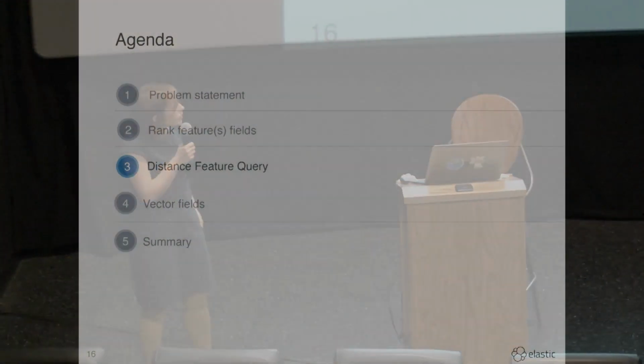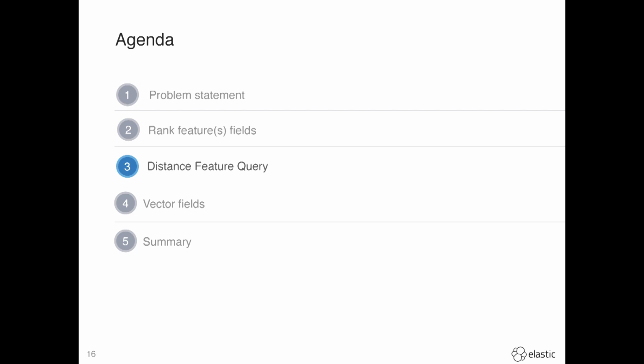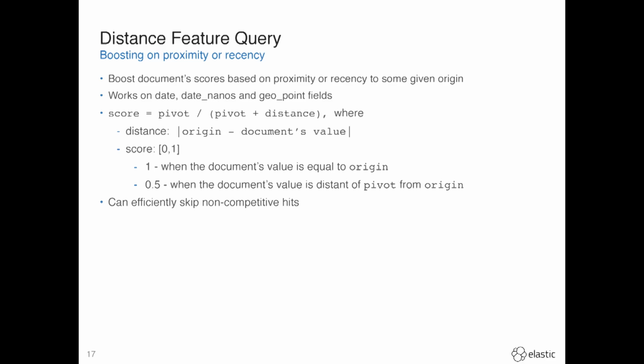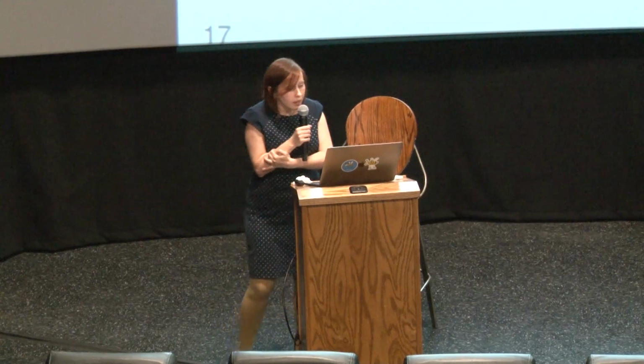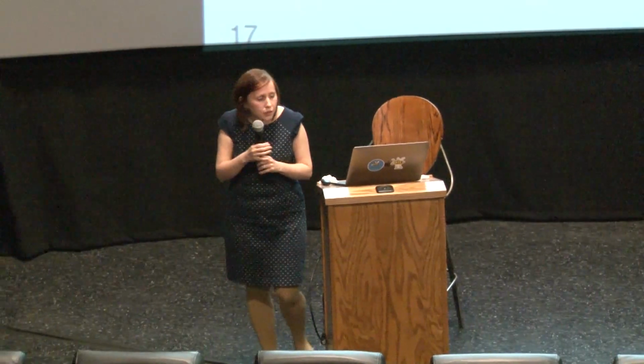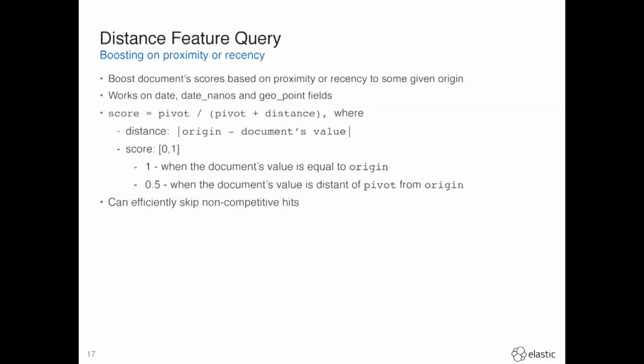Okay, this was about rank feature, and another new feature I would like to introduce is called the distance feature query. This will help us with proximity or recency boosting. We often need to boost document score based on proximity or recency to some given origin. And in Elasticsearch, if you have worked with dates or geo points, you know that there are queries that allow you to filter documents based on geolocation or on a date range. But this is just filtering, so you cannot produce scores with this type of query.